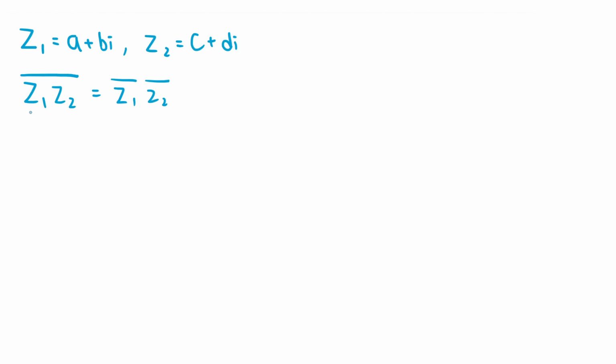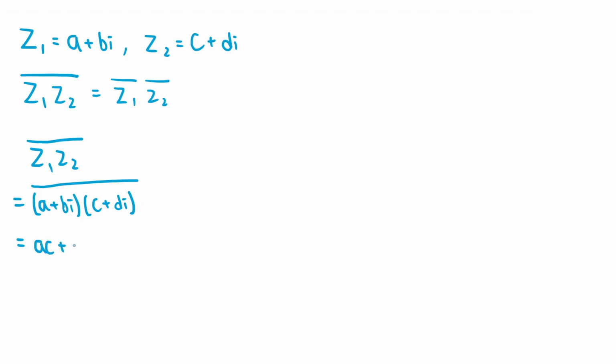The next property is that z1 times z2 conjugate is just equal to z1 conjugate times z2 conjugate. So this basically means if we have a product, we can either multiply the two complex numbers together and then take the conjugate, or we can take the conjugate of the two numbers separately and then multiply the result. And in either case, the result is the same. So we start off with z1 z2 conjugate, and this is equal to a plus bi times c plus di conjugate. If we apply the distributive property, this is just equal to ac plus adi plus bci plus bdi squared conjugate.